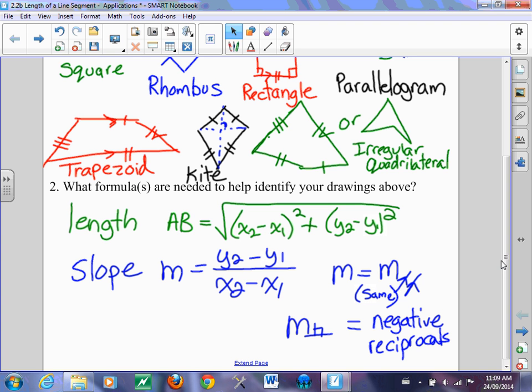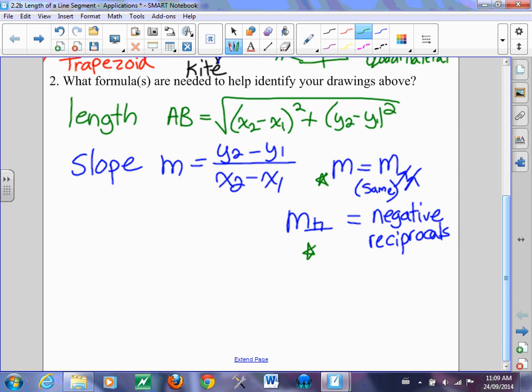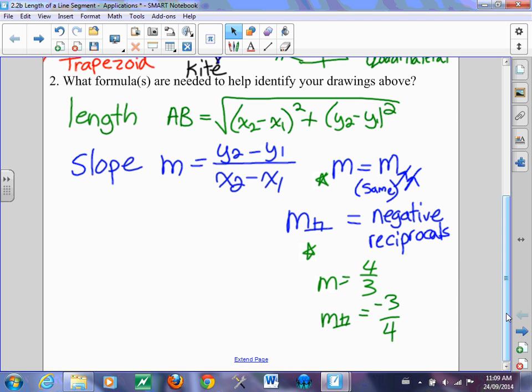Okay, and 2 things to keep in mind, folks: slope parallel is the same, sorry, my fault, and slope perpendicular is the negative reciprocals. So just quickly to remember that, if you had a slope of 4/3, slope perpendicular, flip the fraction and change the sign to negative or opposite sign. Okay? All right, let's take a look at today's lesson.